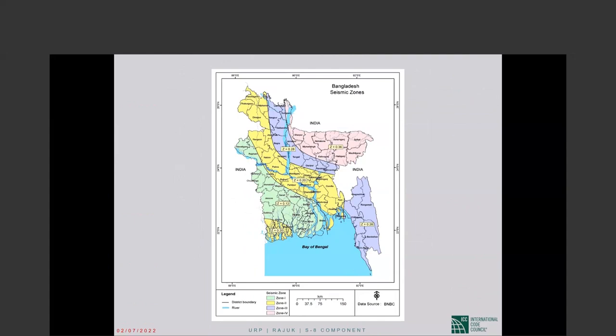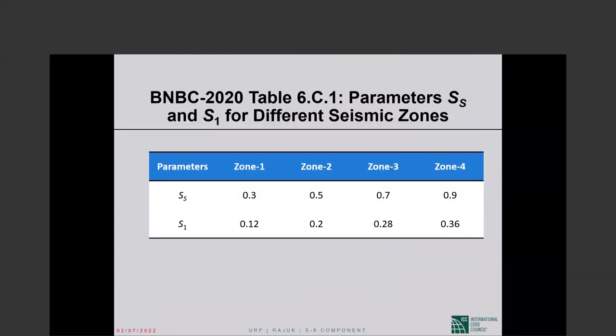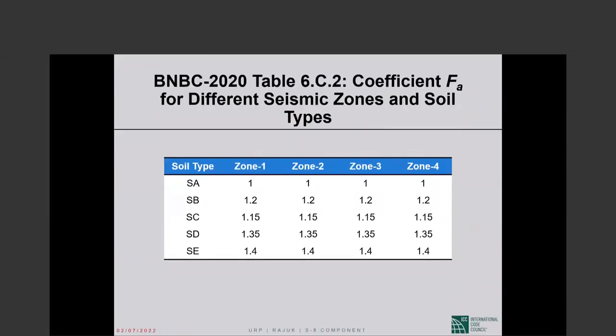Okay, the zone map you have seen. The zone map gives you the Z values. There is a table to go with the map that for every significant community in Bangladesh will give you the Z value. We'll come back to that. Let me not go into it. So then in table 6.C.1, BNBC gives you the S sub S and S sub 1 values for the different seismic zones.